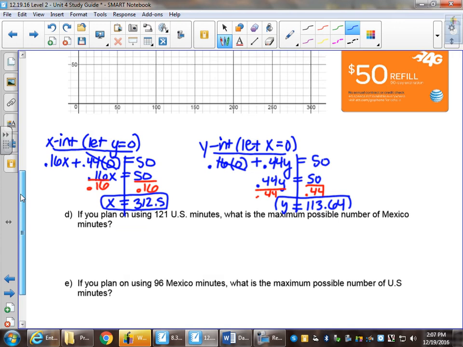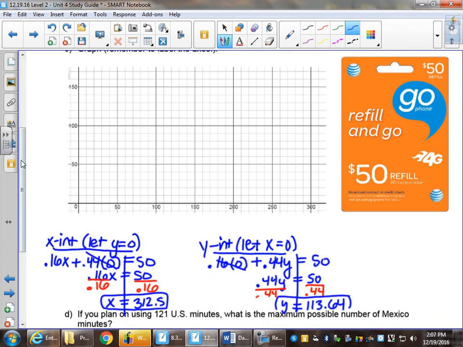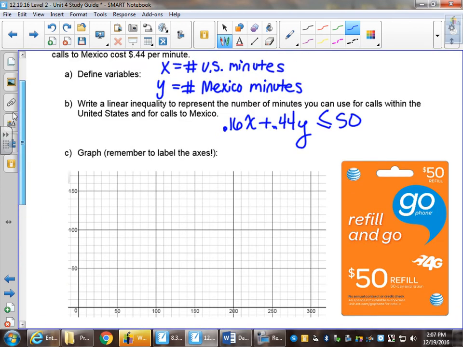So now let's go up here and graph. Decimals are fine. No worries about that at all. Let's get some labels. X is U.S. minutes.